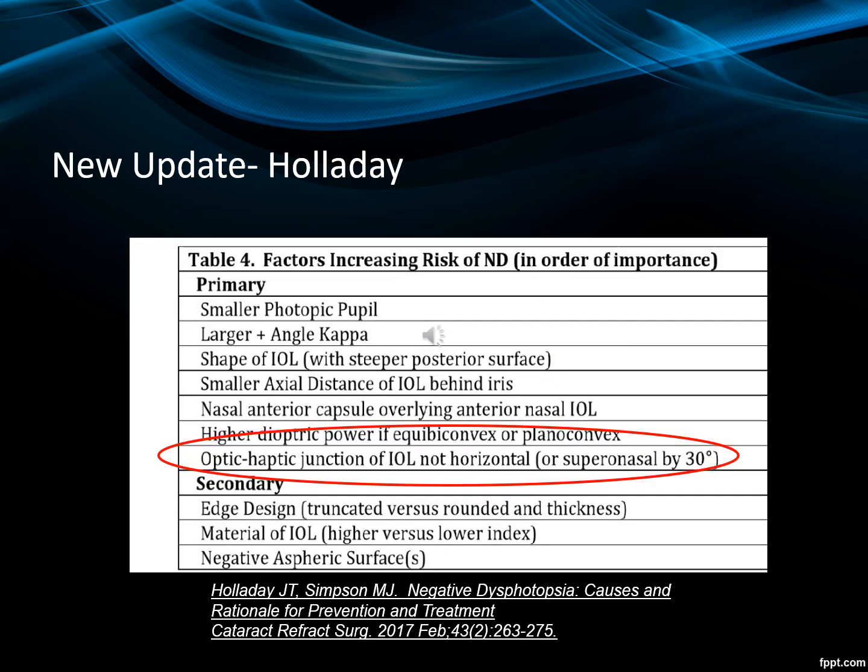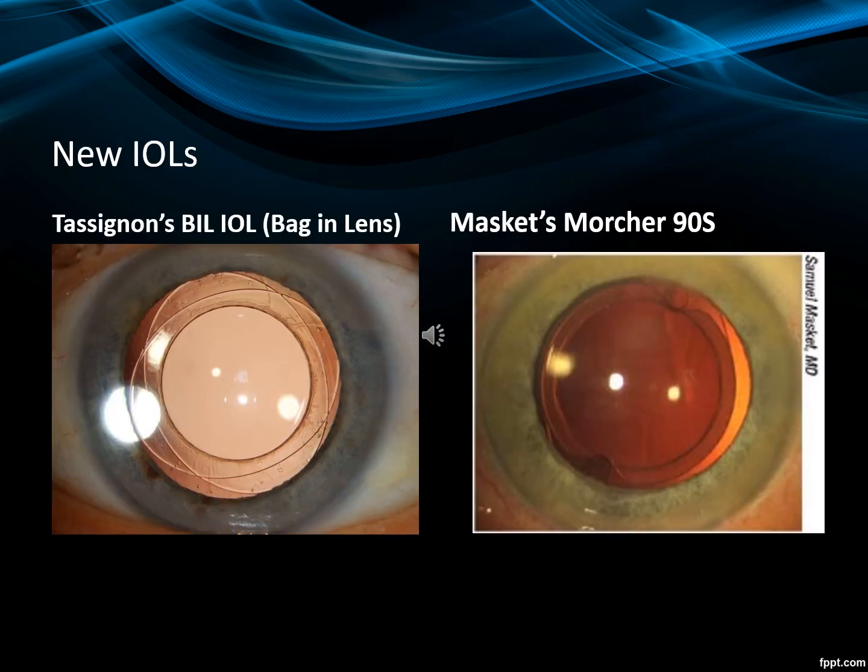Jack Holladay felt that this horizontal positioning of the lens was one of the primary factors for negative dysphotopsia. There are several new IOL designs that are being created to decrease the likelihood of negative dysphotopsia. The image on the left is from Marie Tassignon. The one on the right is from Sam Masket. Neither are available in the United States at this time.